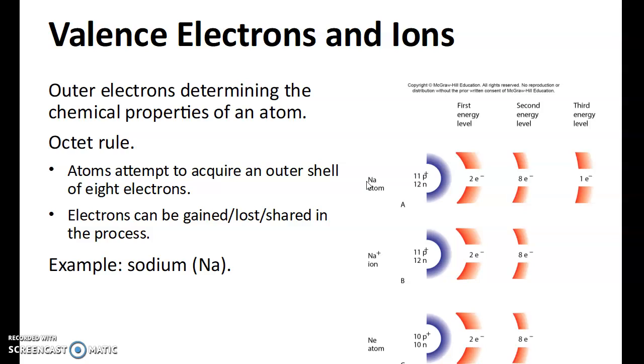Now, going back to what we learned in the prior chapter, the outer electrons are the determining factor for the chemical properties of an atom. And a rule is the octet rule. Atoms attempt to acquire an outer shell of 8 electrons. Electrons can be gained, lost, or shared in that process. Sodium, for example, right here. As you can see, the first energy level has 2 electrons, the second energy level has 8 electrons, and then in the third level, it has 1 electron. This 1 electron is very easily given up, right? Very low ionization energy. So the sodium ion is very easy to form. It looks a lot like the neon atom, the one that preceded it on the periodic table. The sodium ion is a happy ion.